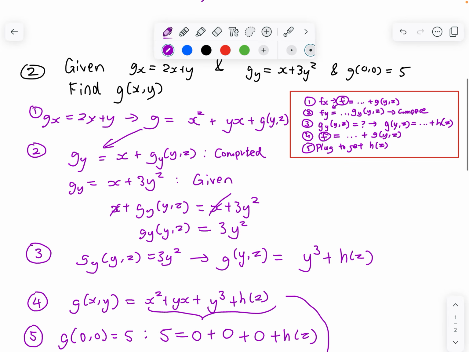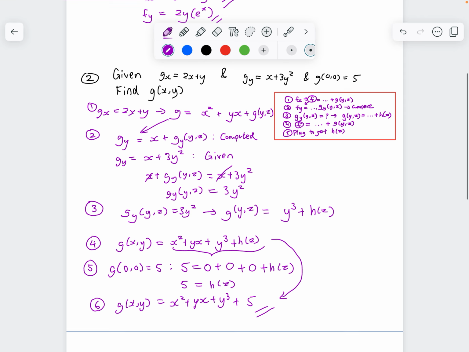So the process is a bit difficult, but as you can see, if you follow the steps correctly, you'll be able to find this final function. And there you have it.